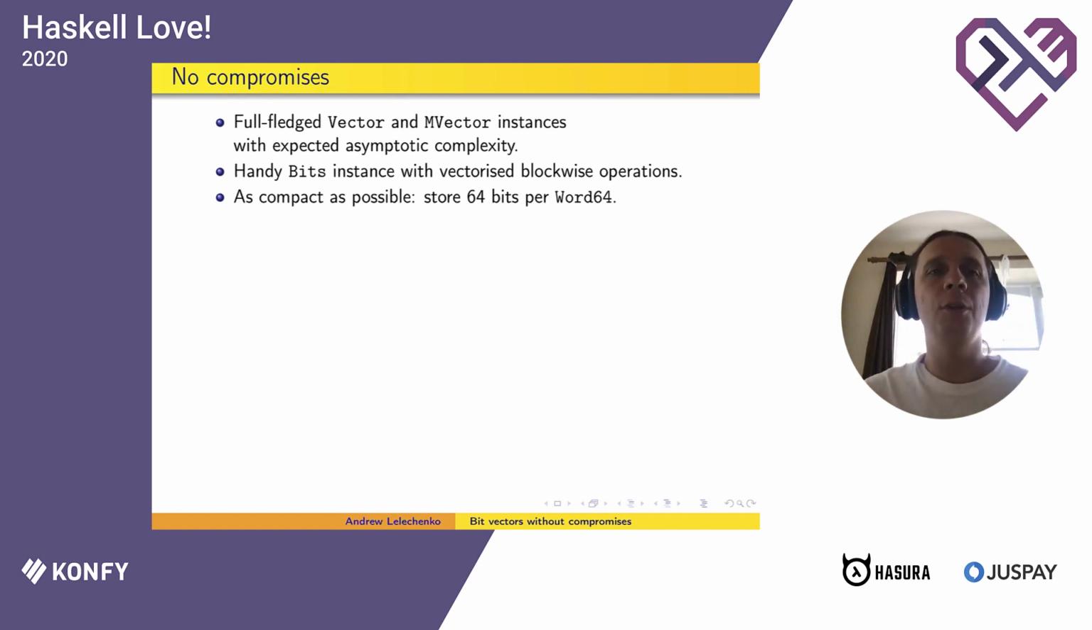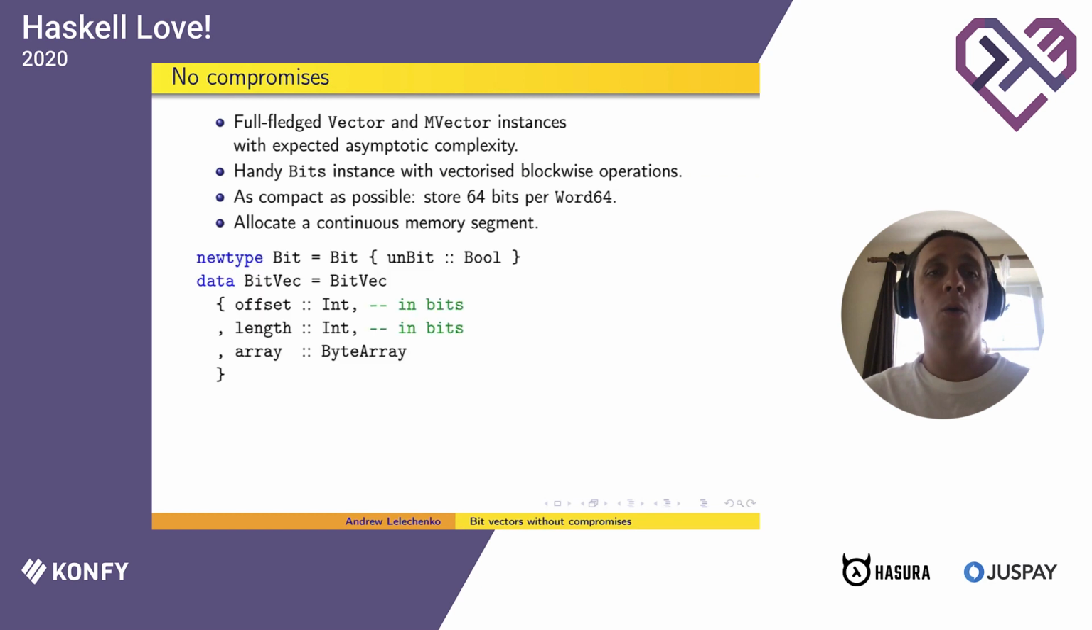Well, if we need to define a new instance of Vector for some data type, we can just define a new type Bit, which is a newtype over Bool, and we define data BitVec, which is a triple of the actual payload represented as a ByteArray, and two Ints. The first one says from which point of our byte array the actual payload begins, and how long our bit vector is in the second Int.